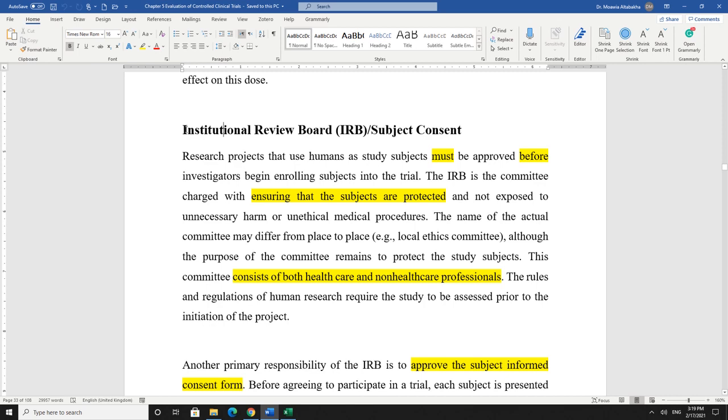there will be a committee in the institution or in the university or in the hospital, which is referred to as ethics committee, or sometimes they call it institutional review board. It can have different names: institutional review board or ethics committee, or might be something similar. So this committee, they must approve the study before investigators begin enrolling subjects into the trial.